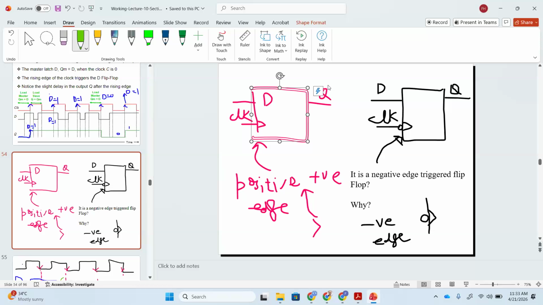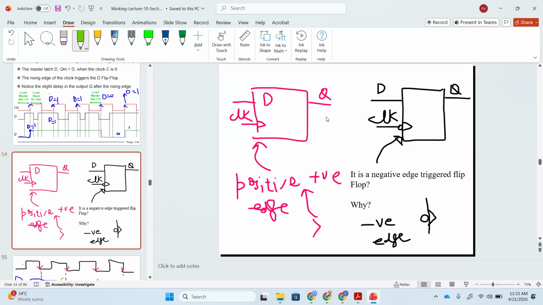Anyone may answer? Red is positive and black is negative. Why? Because it's inverted on the black one. What's your good name? Zafar. Very good, Zafar. It's your third point.